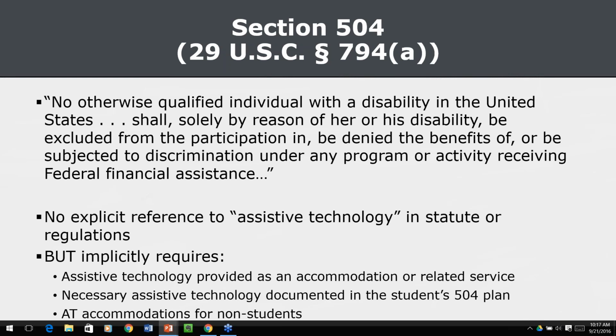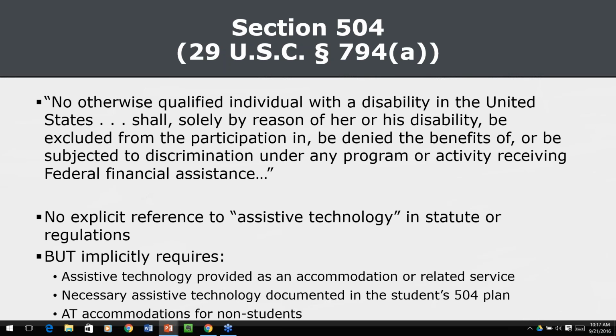504 also requires assistive technology accommodations for non-students. 504 applies to patrons, to parents, to anybody that would be accessing the benefits of your programming. There are cases where schools have been obligated under Section 504 to provide a sign language interpreter to interpret board meetings. There's a case where a school was required to have CART, live transcribing of what was happening, for a hearing impaired parent at a graduation ceremony.